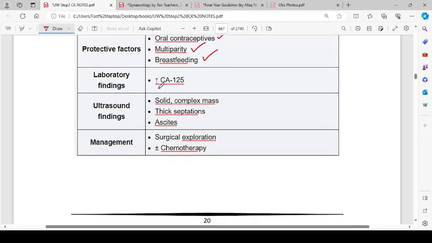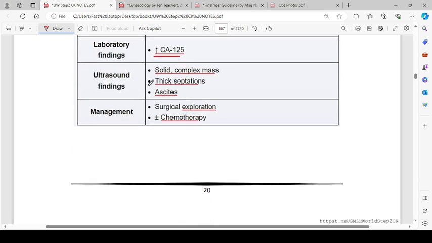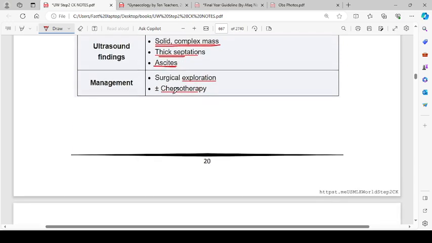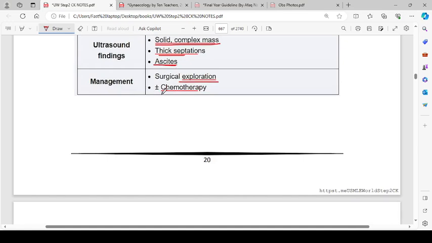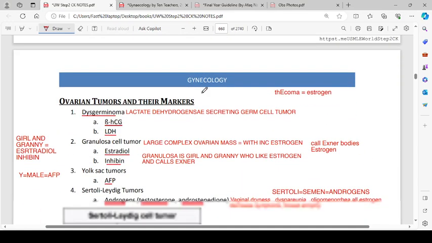Lab findings include increased CA125. Ultrasound findings include solid complex mass, thick septations, and ascites. Management includes surgical exploration with or without chemotherapy.